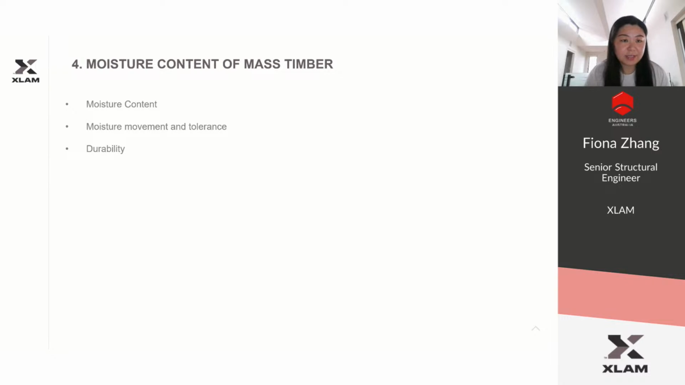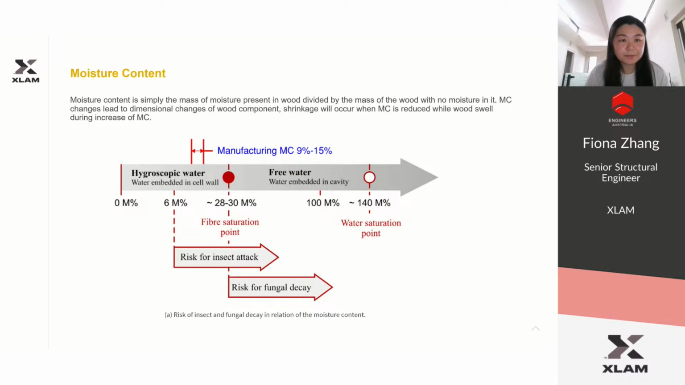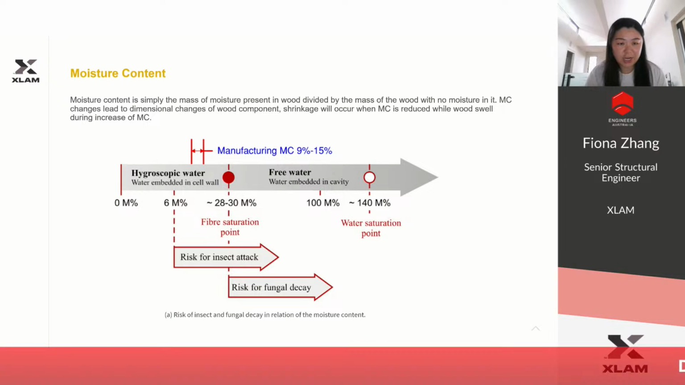Now let's focus on the moisture content of mass timber. What's moisture content? The moisture content is just the mass of moisture present in the wood divided by the mass of the wood without the moisture. The moisture change can lead to dimensional change of wood components. Shrinkage will occur when moisture is reduced, while the wood will swell when moisture increases.